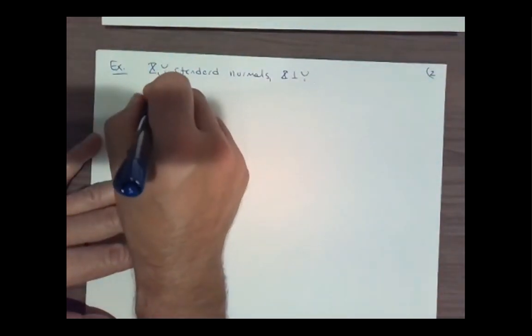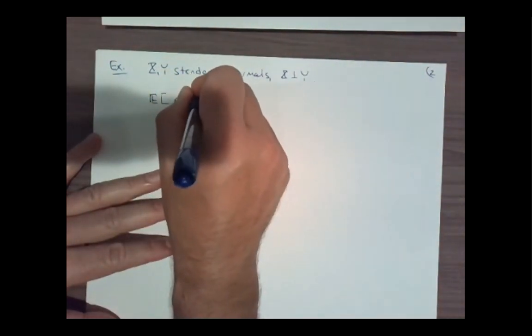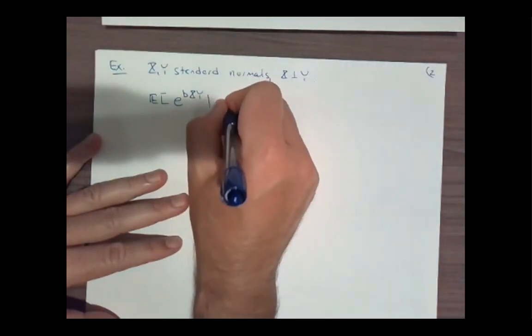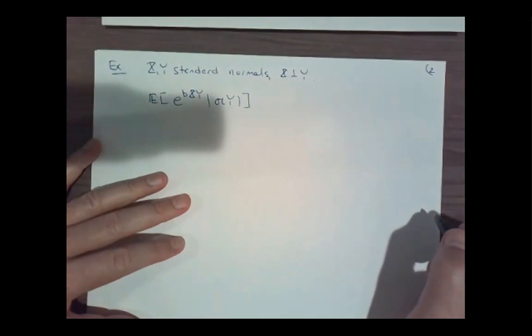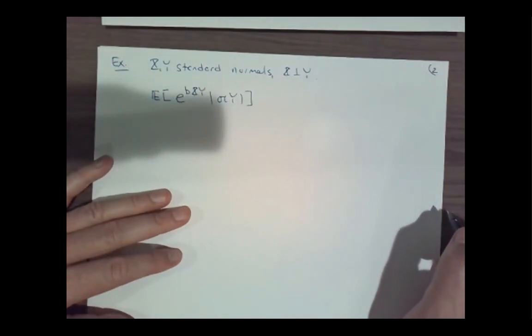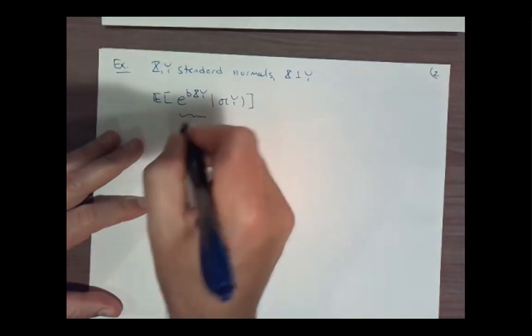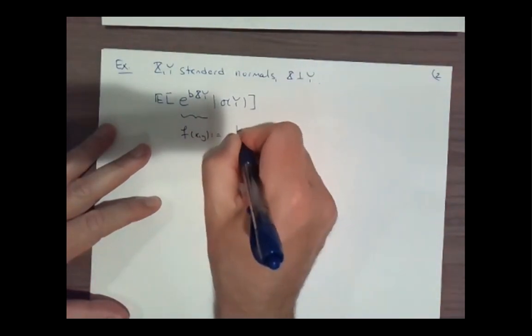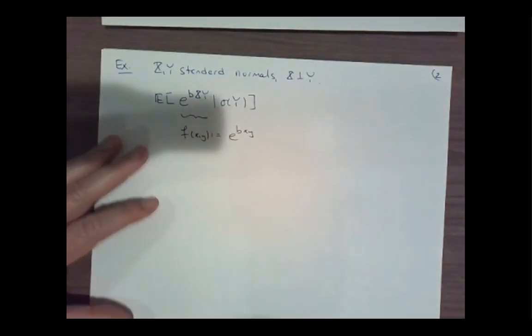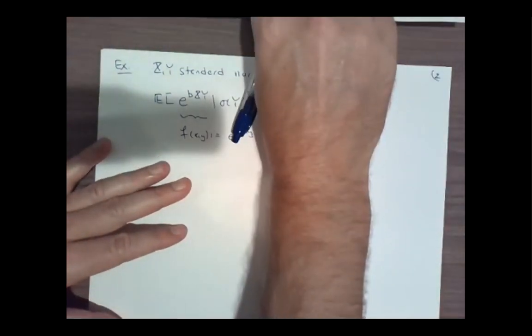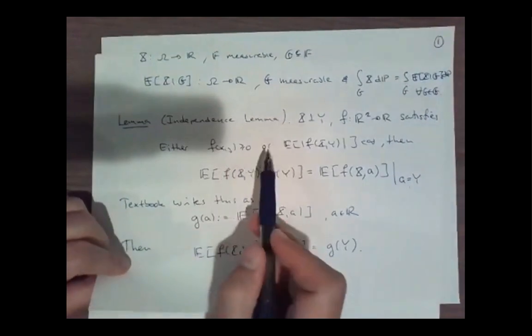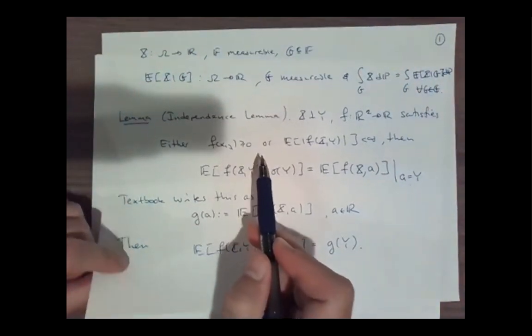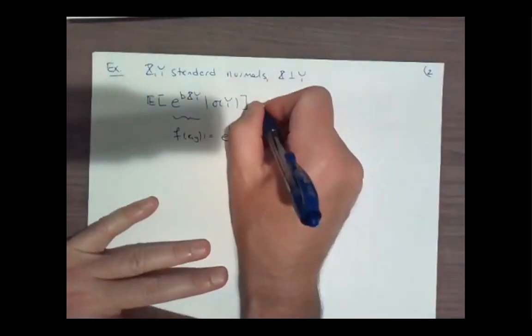Then what you want to know is, I take an exponential of, say, a constant b times x times y, given y. I want to know what this is. So here I have my function, f of x and y, equal to e to the b x times y. In this particular case, I have a positive function, so I'm in the first case. So then I can use the formula. And the formula says that I can write this here.